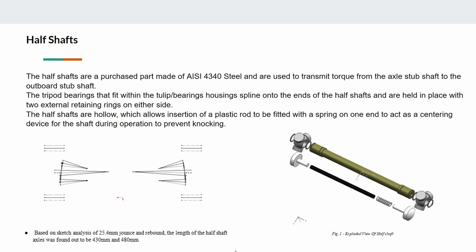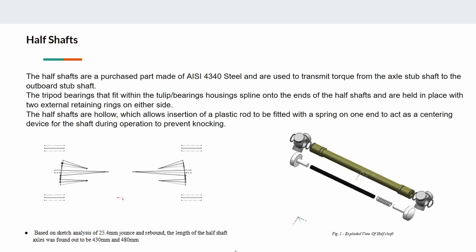The half shaft was fabricated from AISI 4340 steel that is vital in transmitting the torque from the axle stub shaft to the outboard stub shaft. This robust material choice ensures durability and strength under operational stress. At the end of each half shaft, tripod bearings fit with the tulip housing. These bearings are splined to the shafts and securely held in place by 2 external rings. These designs ensure reliable torque transmission and structural integrity.